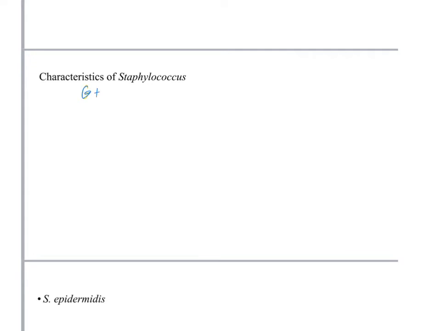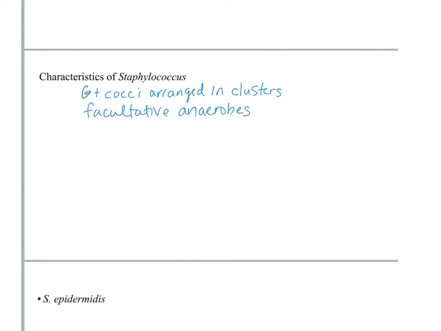In general, they are gram-positive round cells, right? Cocci. Typically, they're going to be arranged in clusters. They are facultative, so not too particular about their metabolic requirements. They can generate energy by respiratory or fermentative pathways in general.